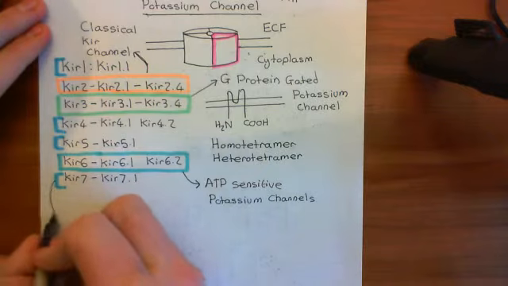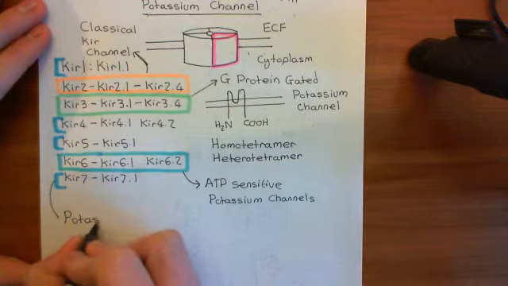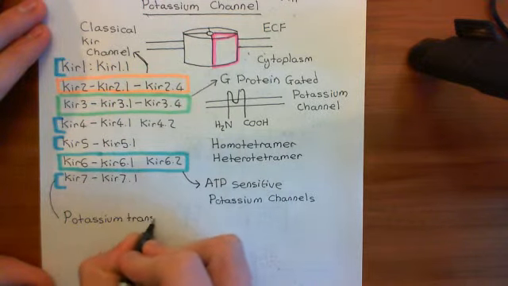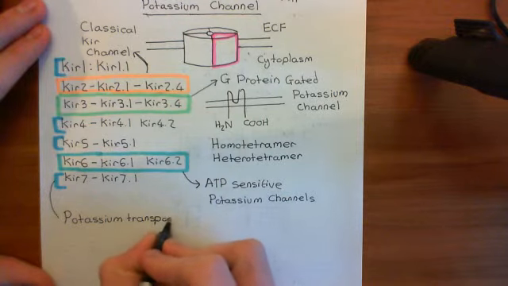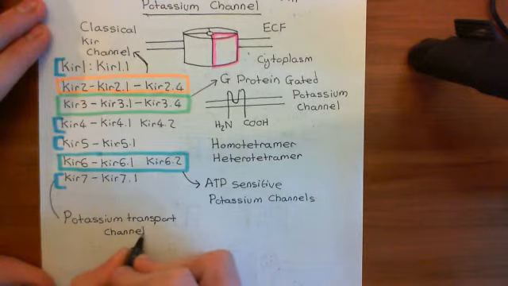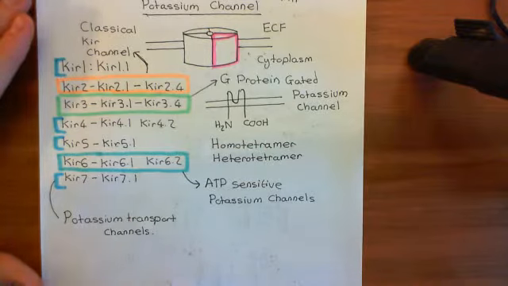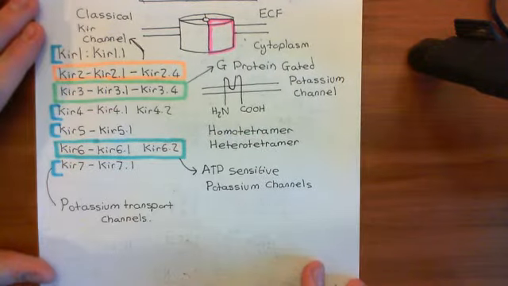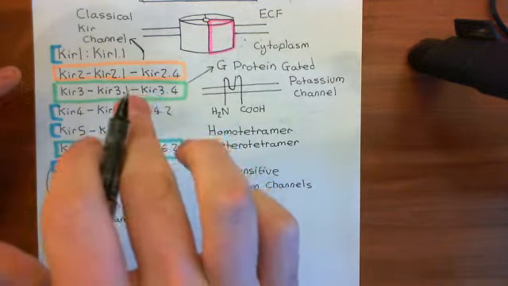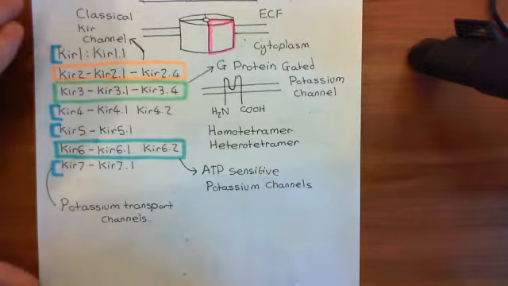Okay, so all the other families, the potassium channels that you can produce from those, are called potassium transport channels. Now for us, we're going to be extremely interested in these G protein gated potassium channels, and we've gone through this discussion of the inwardly rectifying potassium channels so that you actually know where these things come from. They are part of this larger family of inwardly rectifying potassium channels. Okay, so we're going to be interested in homotetramers and heterotetramers produced by subunits within this third family.